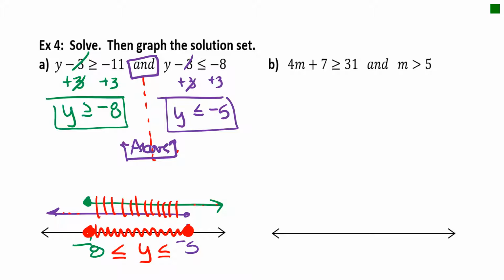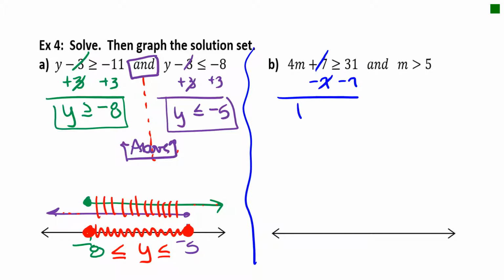Okay, so now I've got these parts. Did I have a line there? Where'd it go? I don't know. Okay, so now I'm going to have to subtract 7. So I have 4m is greater than or equal to 24. I'm going to divide by 4. I get m is greater than or equal to 6.